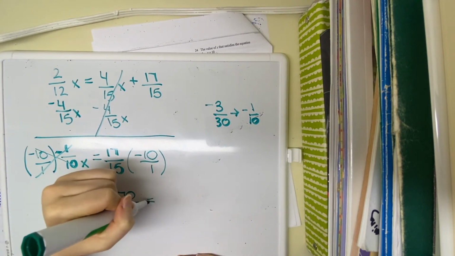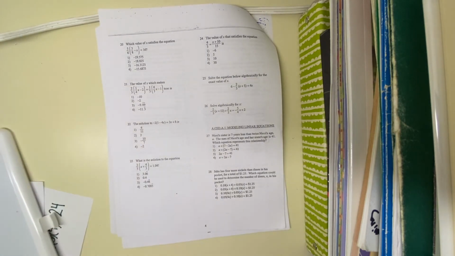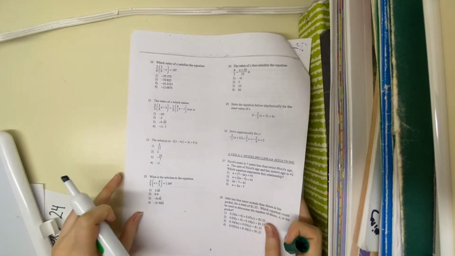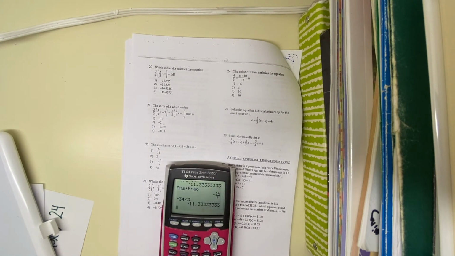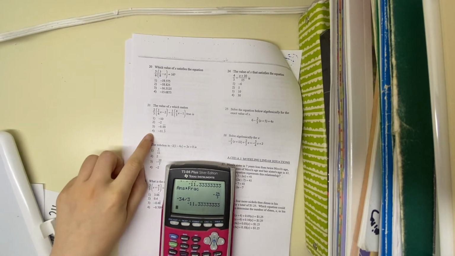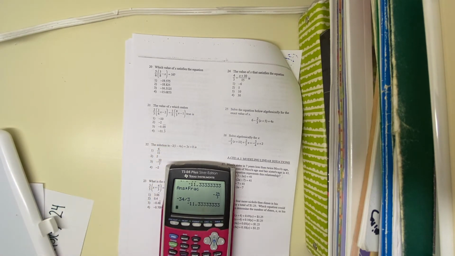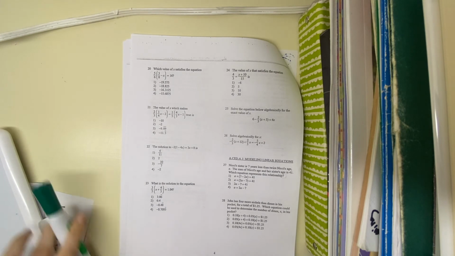So let's see if that is an answer. Going back to 21, and the answers are in decimals. So I'm going to divide negative 34 divided by 3, and it's negative 11.3. So that would be answer choice 4. So number 21, the answer choice is 4, negative 11.3. And again, obviously it would have been much, much faster just to do this in decimals, but I think fractions are always a good skill to have, so I try to do fractions as often as possible.